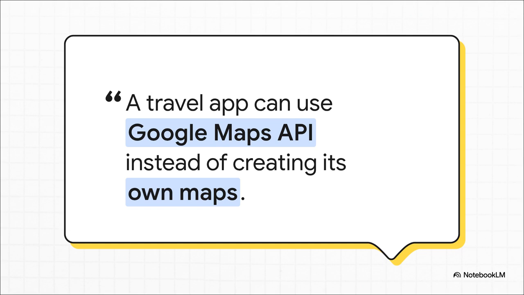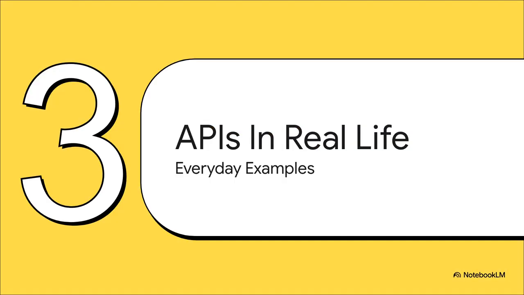This is just the perfect example. Building a map of the entire world? That's an enormous job. So why would a small travel app even try? Instead, they just use the Google Maps API. The travel app gets this incredible mapping feature, and Google gets its service in front of more people. Everybody wins.